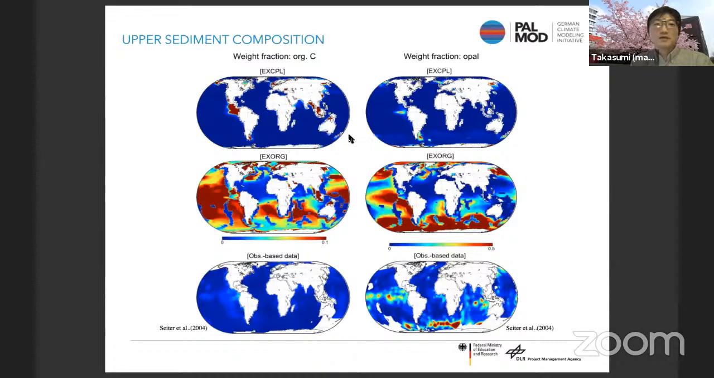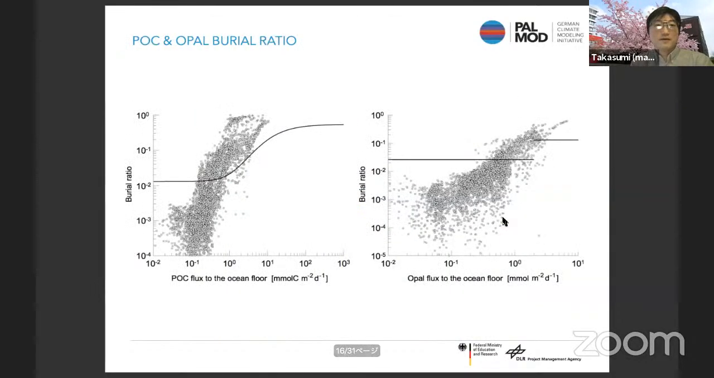On the other hand, for the weight fraction of organic carbon or for opal, you will see much more noticeable differences between the two experiments. I would say in X-org, the weight fraction of organic carbon is significantly higher than the reconstruction, and more or less that is similar for the opal weight fraction. Those remarkable differences came from the different degrees of preservation of those two species in the sediment.